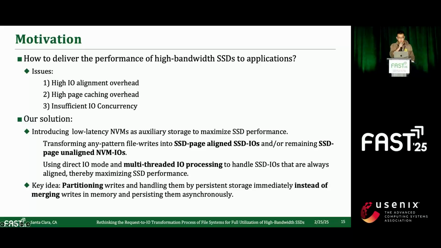The I/O alignment issue is widespread and cannot be avoided as it's application-driven. We can't change the user behavior, and we cannot change the fact that the SSD requires aligned access. So we need to bring in some help. Specifically, our solution is to introduce NVM as auxiliary storage to assist with I/O alignment. Specifically, we transform any file writes into aligned SSD IOs and unaligned NVM IOs.